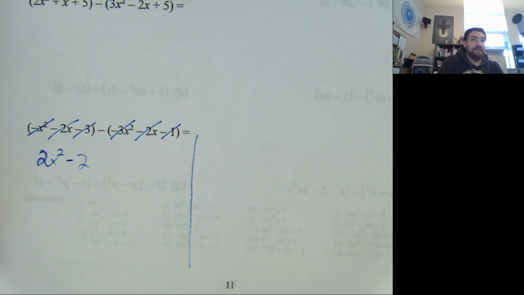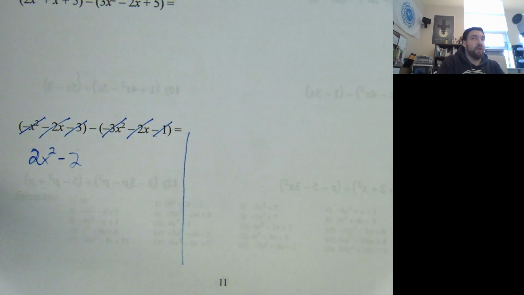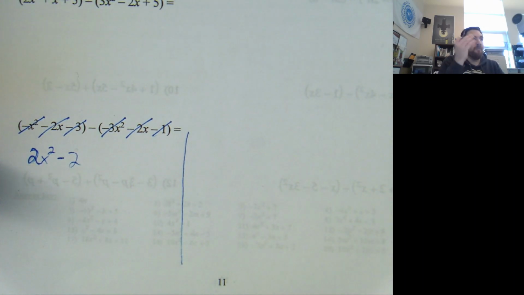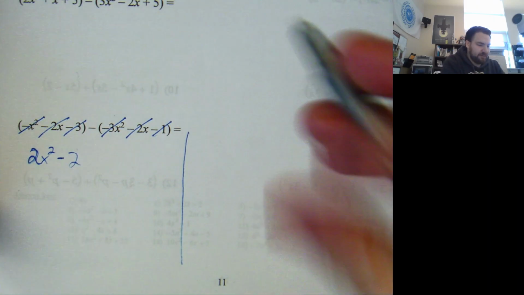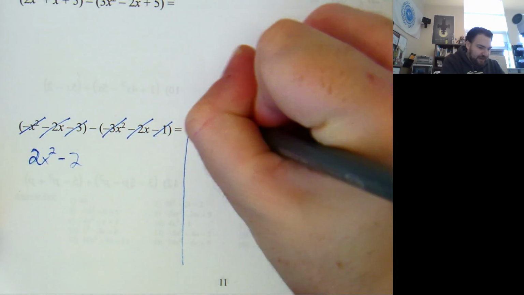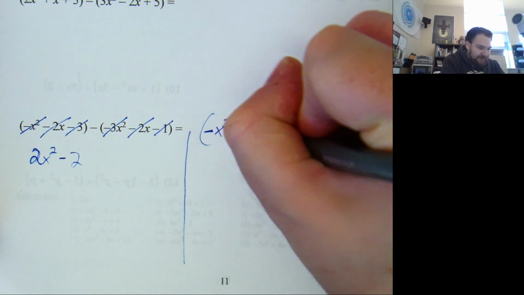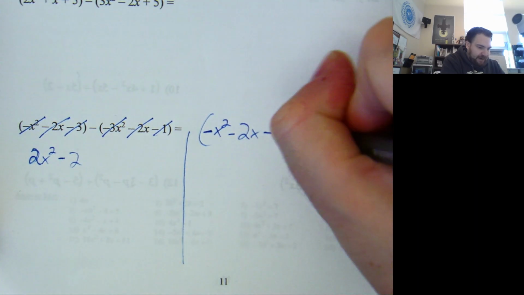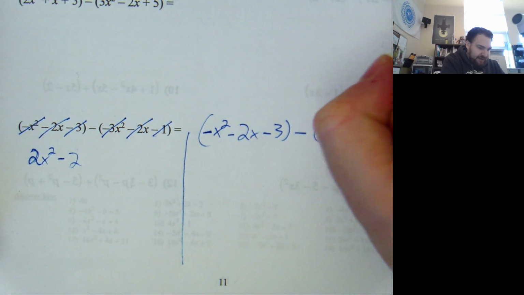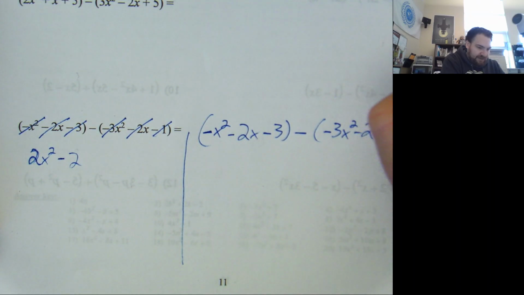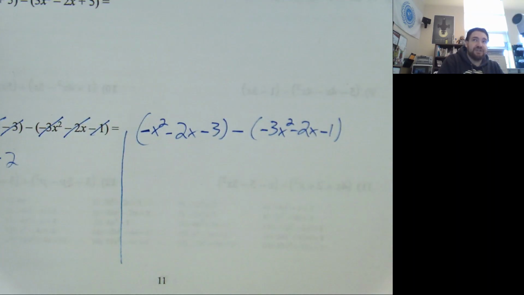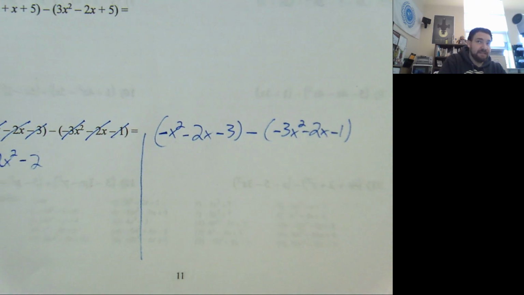Ask him. Sorry, man. So that's one way to deal with this. Again, a lot more going on inside your head. This way is almost certainly going to be quicker. Let's write it out again. Negative x squared minus 2x minus 3 minus negative 3x squared minus 2x minus 1. There's the question. It's the same one we just did.